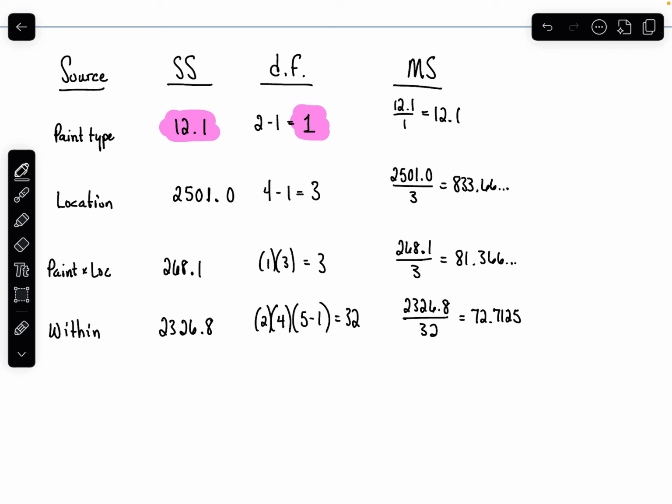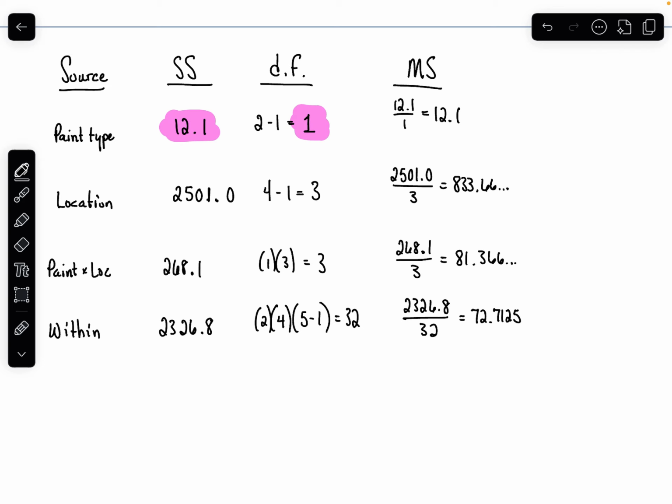Now again, it is common to round because nothing in statistics is absolutely accurate anyway. Everything is kind of a best guess. So we may choose to round some of these longer decimals, like the mean squares within. We might choose to round that and call it 72.7. Or we might choose to do the mean squares for the location and make it 833.7 and round it to 1 decimal place, or even to 2 decimal places.